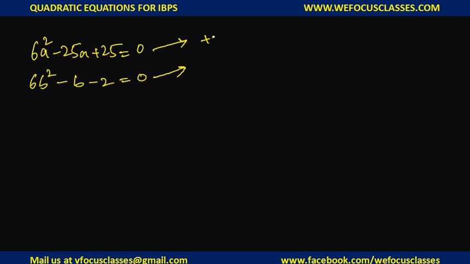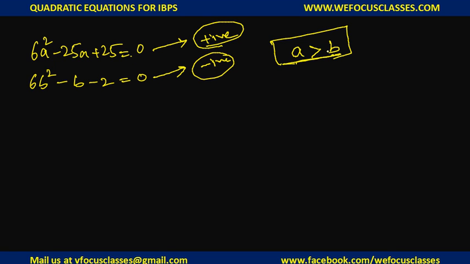See friends, here both are positive. Here one is negative. When one is negative, there is a chance that whatever value you find for A can be greater than B, because one value is already negative. Positive is always greater, so A can be greater than B. To establish this relation, in order to find whether A is greater than B or not, what we do is find the roots and then compare the roots.